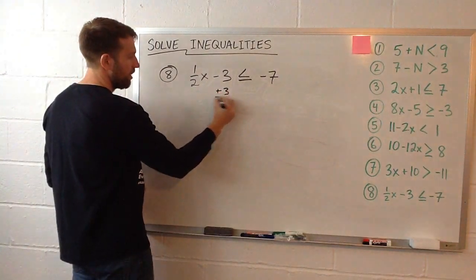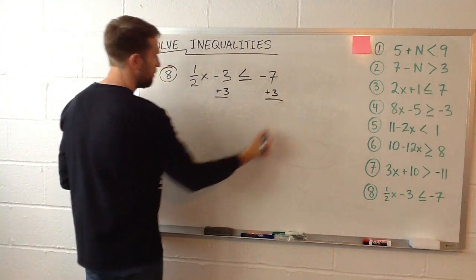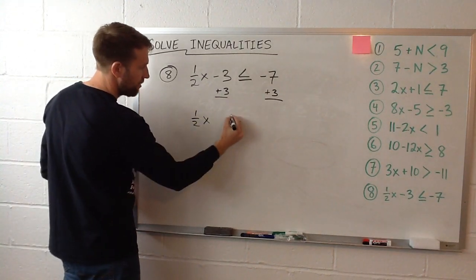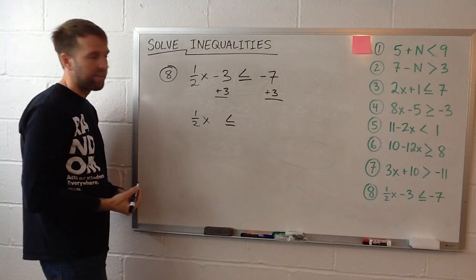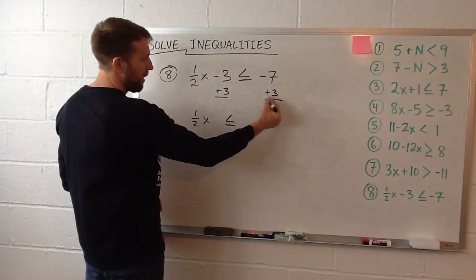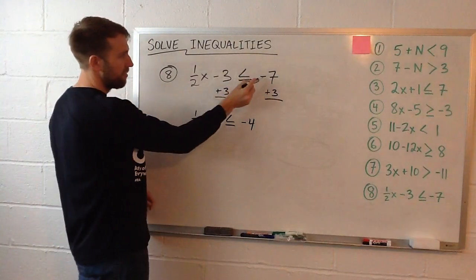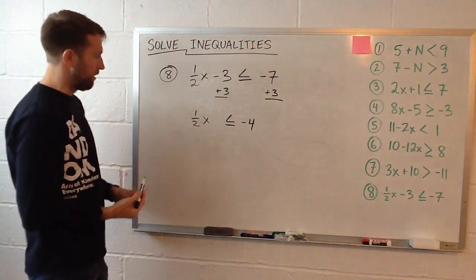Balance out the equation. Add 3, add 3. I bring down 1/2 x. I bring down the inequality sign. That's less than or equal to. Positive 3 minus 7 is negative 4. Or I could do negative 7 plus 3 is negative 4.